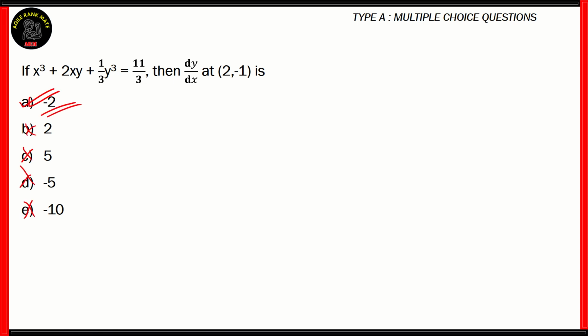So what we did here is we differentiated the equation that we've got using multiple rules for differentiation, such as the product rule and also the general rule for differentiation, d by dx of x raised to n. And once we got that, we separated the term dy by dx to one side and everything else on the other side after simplifying. And then after that, it was simply a matter of substituting x with 2 and y with minus 1 to get our answer, which is option A, minus 2.